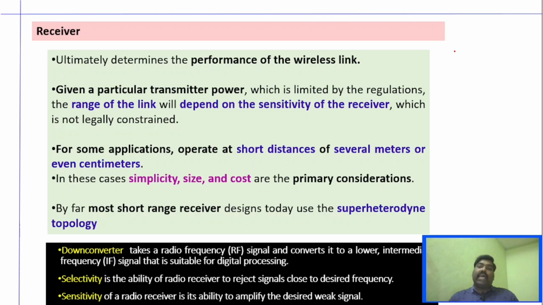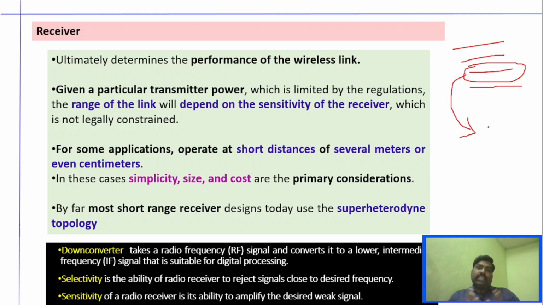We can also put it in other words, like the ability of the receiver to reject all other signals and select the desired signal. That is called selectivity. And what is sensitivity? The ability of the receiver to amplify the desired weak signal. That is called sensitivity.